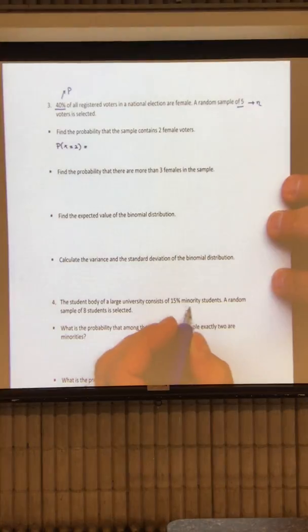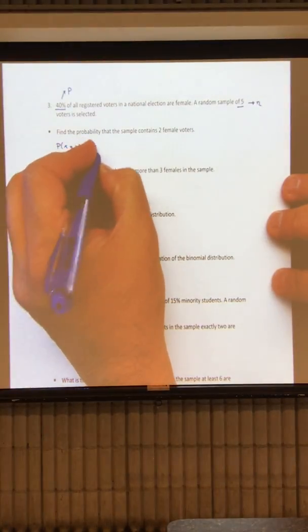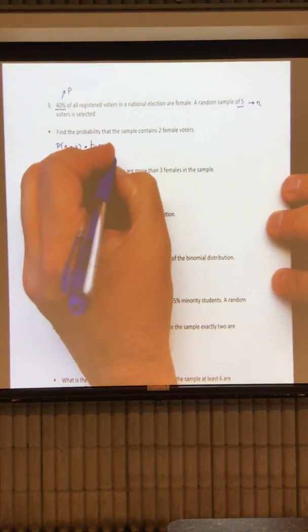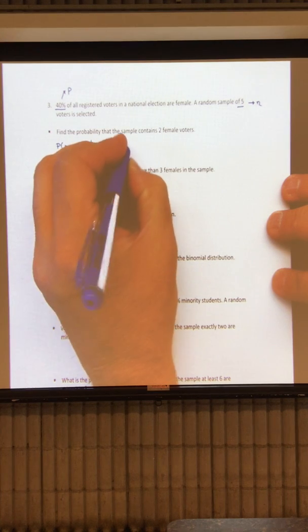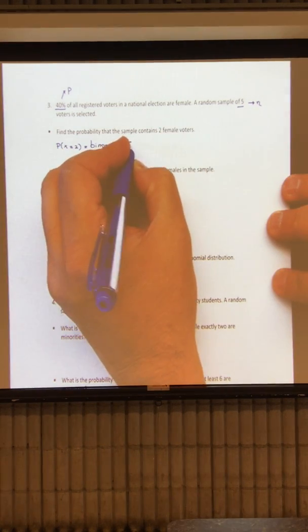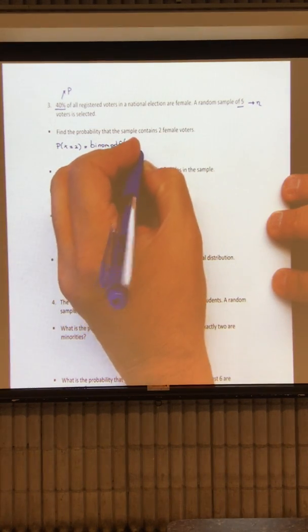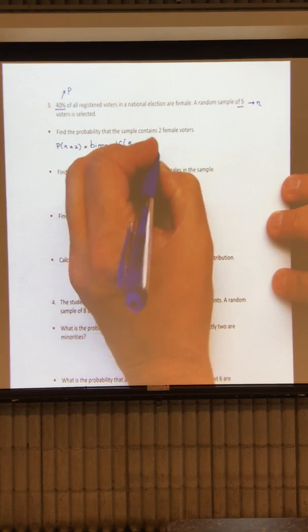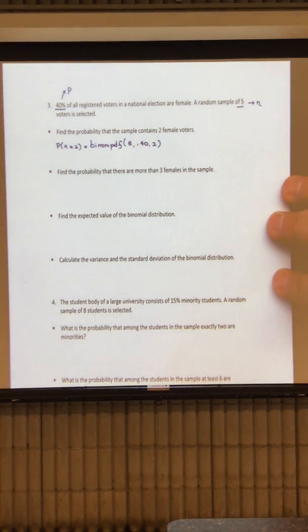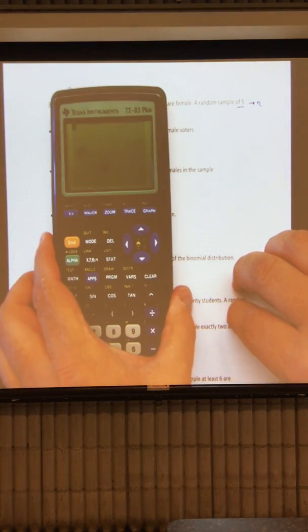We use again the graphing calculator, binomial PDF, n is 5, comma p, 0.4, comma 2, which is the x. Let's go to use the graphing calculator for this problem.